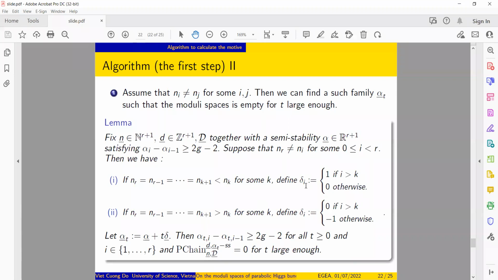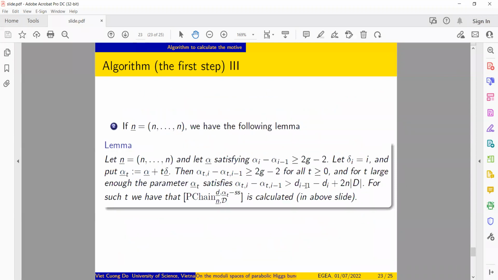The moduli space is empty. That means that it conflicts with some condition about the alpha I gave you in the previous slide, so I can choose that. And in the case the rank is constant, we did our calculation in the above slide, so it's okay.